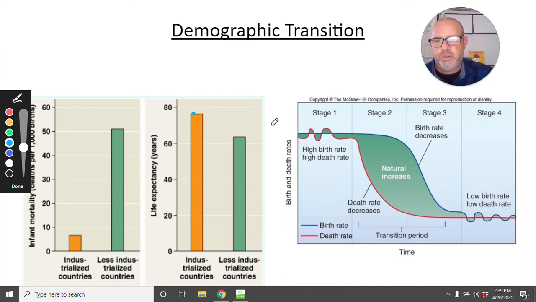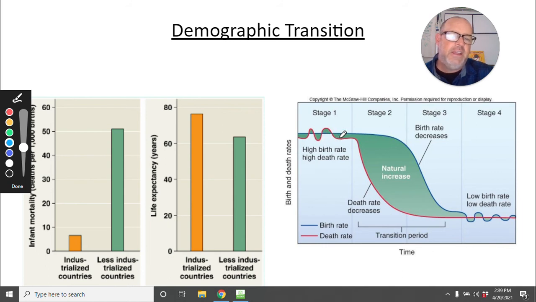Industrialized, we're pushing 80, 75, getting up there. Less industrialized, they're like 10 years behind. They're sitting there like 65 instead of 75 or 77. So kind of shows you a few things. And this is how areas really transition. So at the beginning, you have high birth rates and high death rates. Okay, that's stage one. You have high birth rates and high death rates.